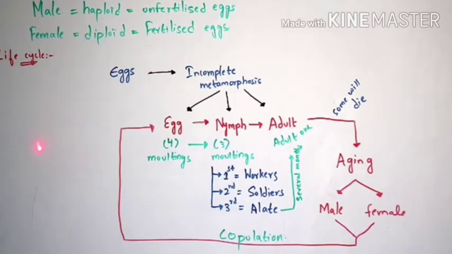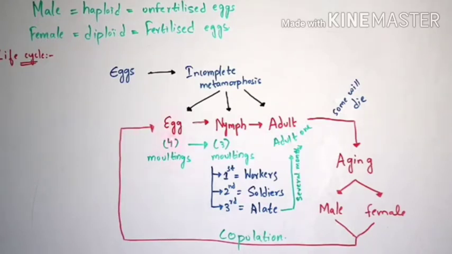Coming to the life cycle, each and every life cycle of insects develops from eggs. These eggs undergo incomplete metamorphosis. So what is meant by incomplete metamorphosis? This is very important, listen properly. This incomplete metamorphosis process has three stages: egg, the initial stage; nymph, the intermediate stage; and adult, the final stage. Now let us discuss these three stages.